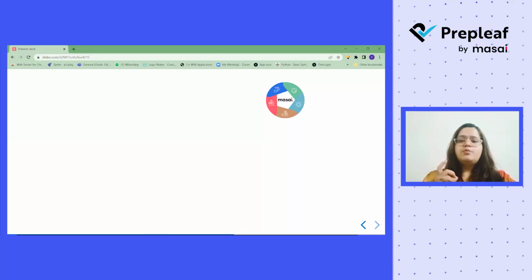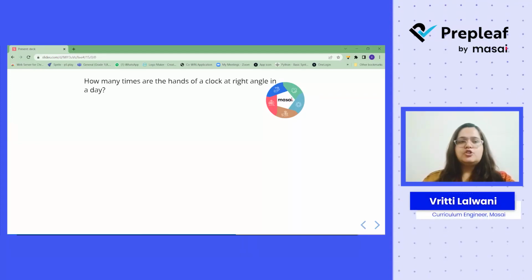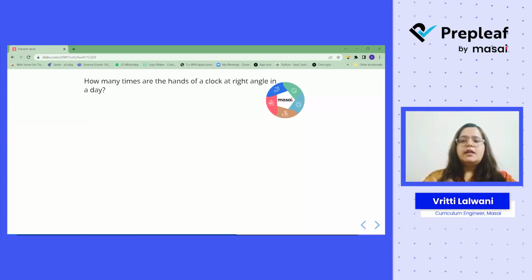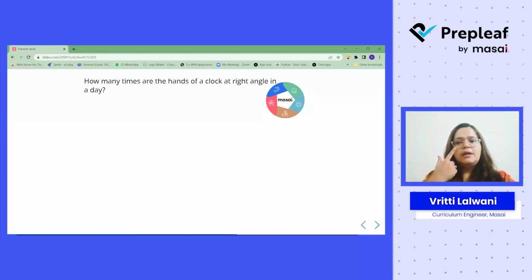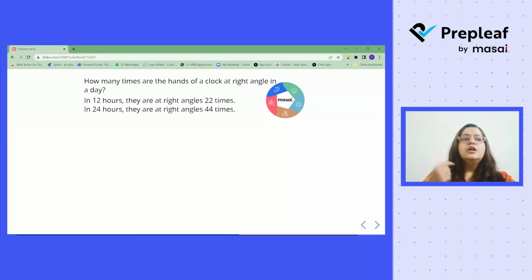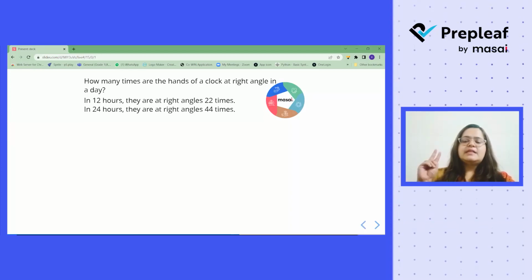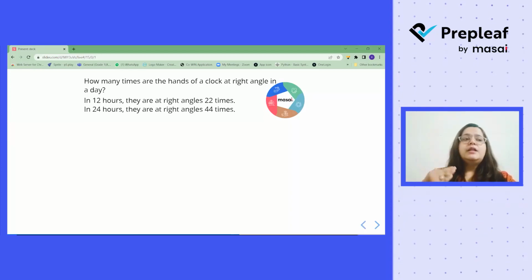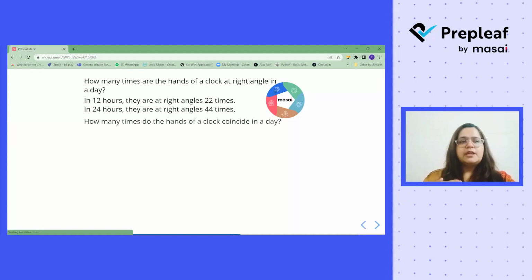Now there are some basic points of the clock. There would be overall such questions like how many times the hour and minute hand make an angle of right angle in a day. So the answer is in 12 hours it makes an angle of 22 times. Similarly, in 24 hours it would be 44 times.